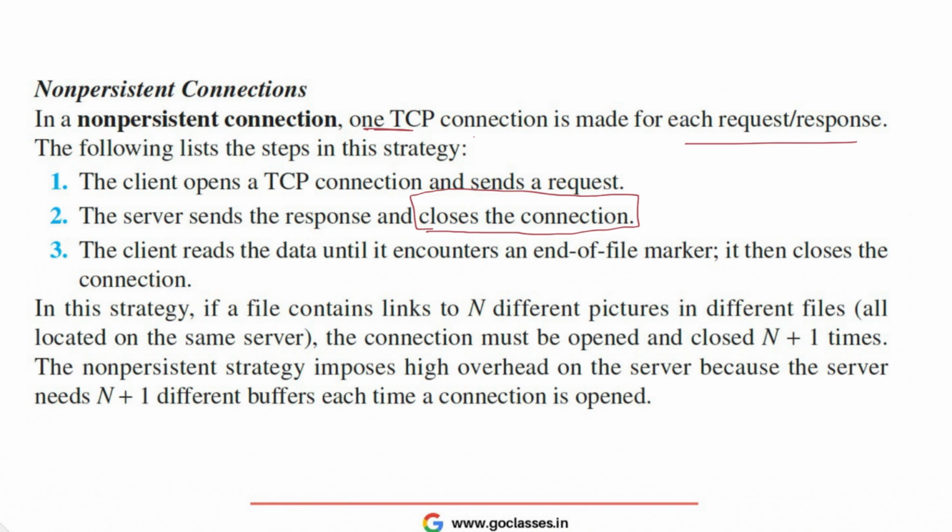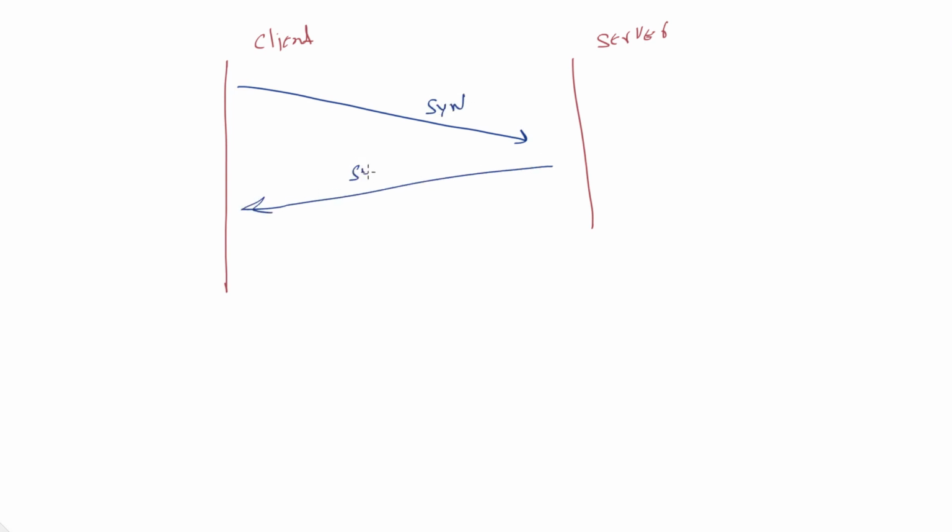So what is happening here? Suppose you are the client and you want to fetch some data or some web page from the server. You will be establishing one TCP connection on port number 80. You will send the SYN, the server will send SYN plus ACK, and then you will send ACK. Along with this ACK, you will also request for the data. This is called the piggybacked ACK, right?